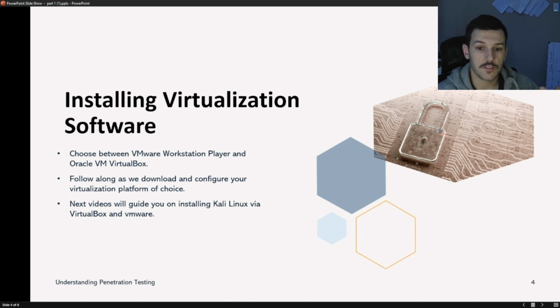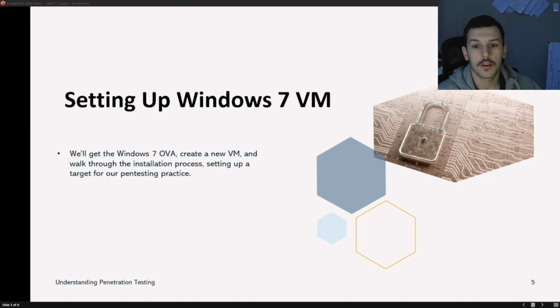And now in the next videos that you'll see, we're going to guide you on installing Kali Linux via VirtualBox and VMware. So we're going to install VirtualBox, VMware. There'll be 2 separate videos. And then on top of that, once you have the hypervisor installed, we'll show you how to install Kali Linux too. So it's a 2-in-1 video essentially. Now, setting up Windows 7 VM, we'll get the Windows 7 OVA file, and then we'll create a VM, and we'll walk through the entire installation process, setting that up and all that good stuff.